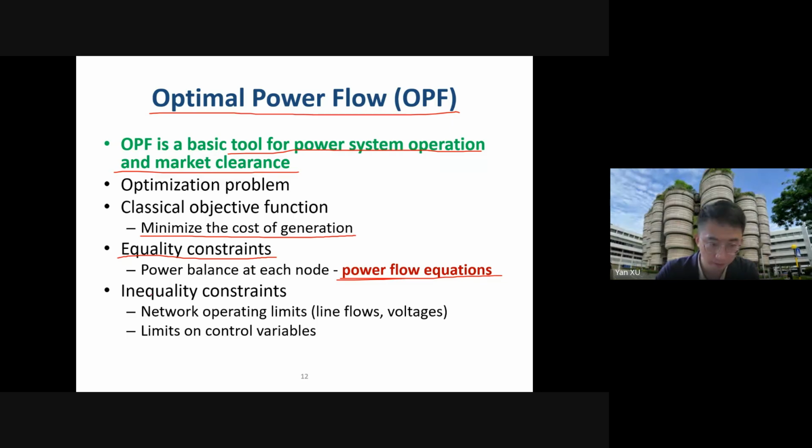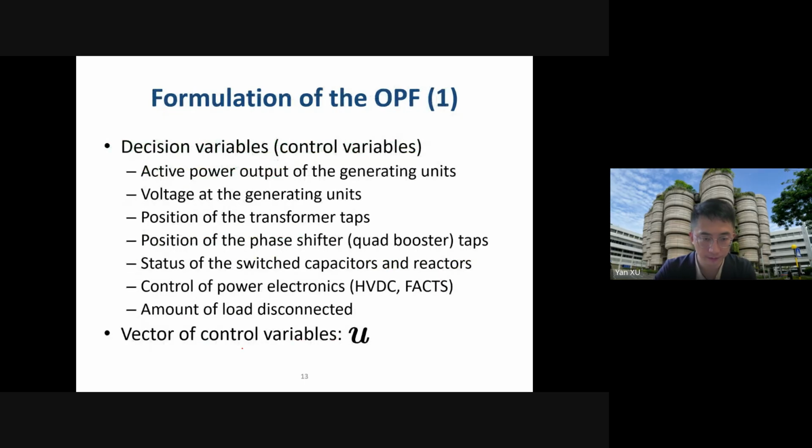Okay, the power balance, supply and demand, is balanced and modeled by these power flow equations. And inequality constraints, similar to economic dispatch, right? The network operation limits: the line flow of different branches, the voltage magnitude of each bus, and the limits on the control variables, right? The upper bound and the lower bound of the generators, transformer tap changers, and capacitor banks. So all kinds of decision variables can be considered.